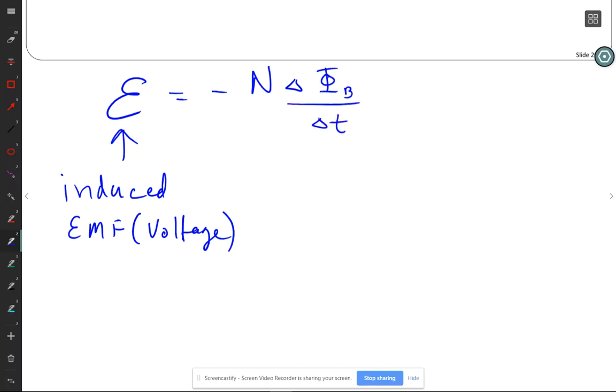N delta V subscript B over delta T. And of course, at this point, you should all be looking at that and saying, well, great, that meant nothing to me. I mean, isn't that the case?